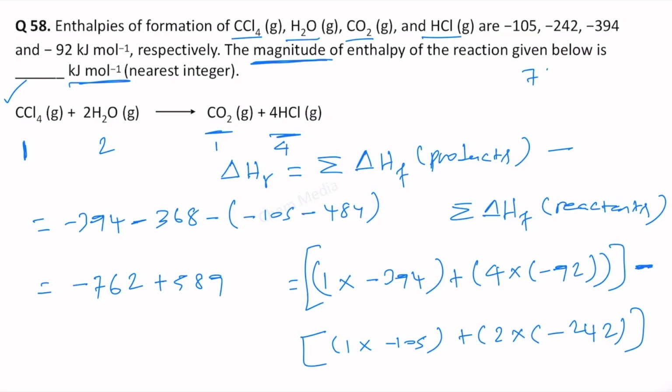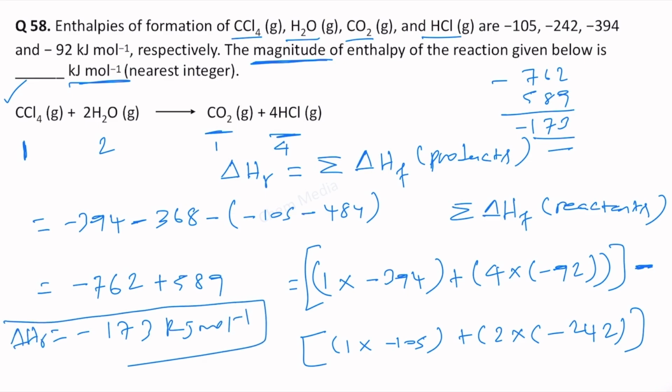So 762 minus 589. So 12 minus 9 is 3, here it will become 5, so 15 minus 8 is 7, so we have 6 here, 6 minus 5 is 1, so minus 173 kilojoules per mole. That's the enthalpy of the reaction.